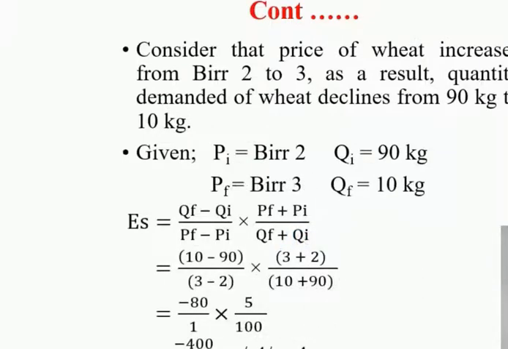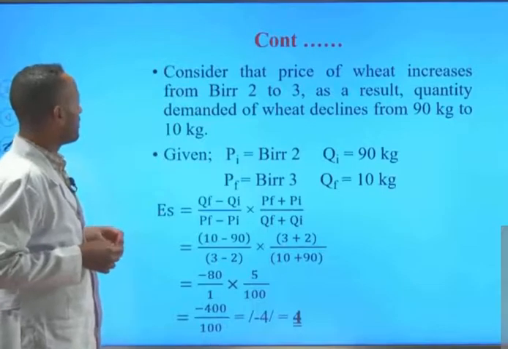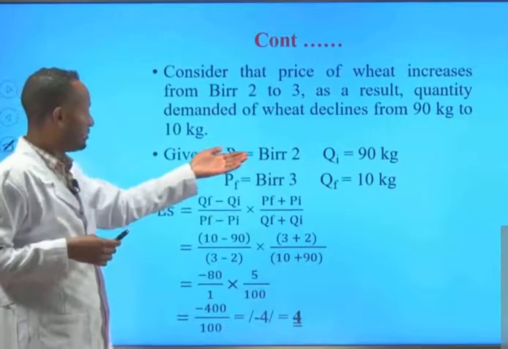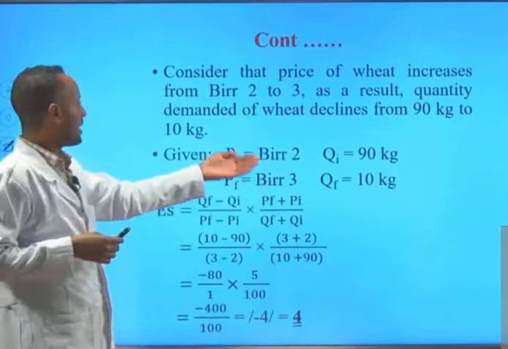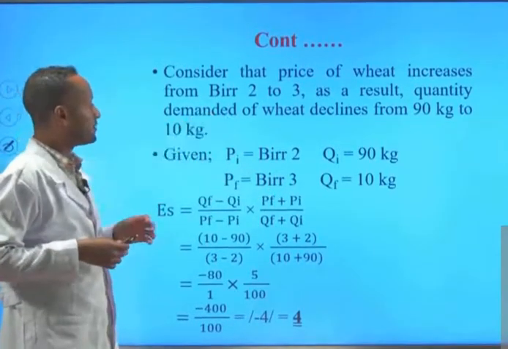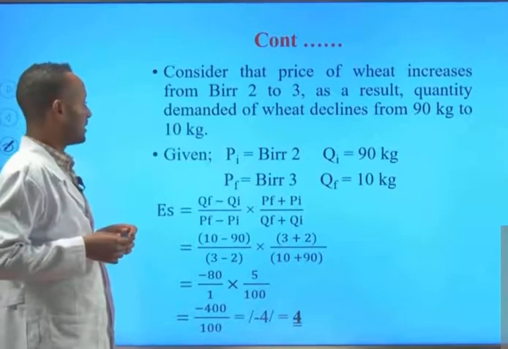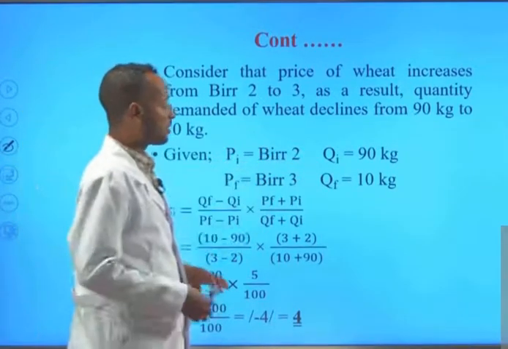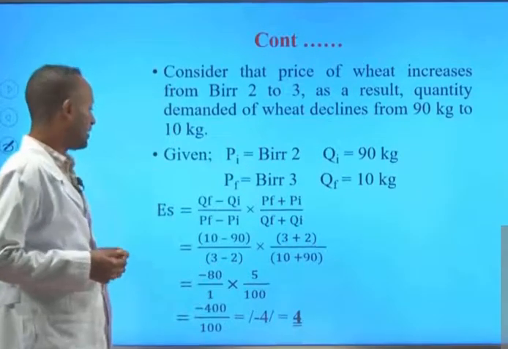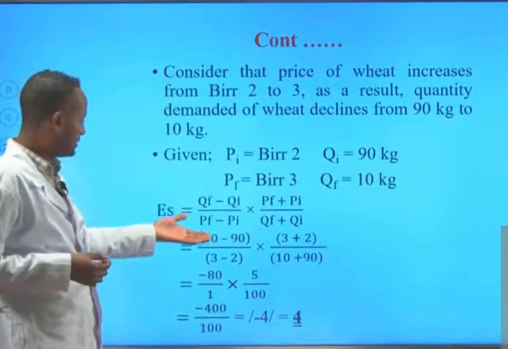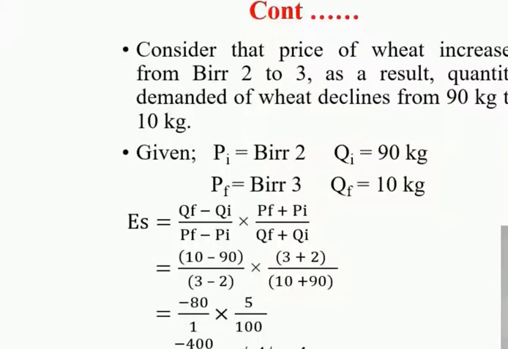This is the way of calculating the elastic range. For example, consider that the price of wheat increased from birr 2 to 3. That means the price was initially birr 2 and finally it increased to birr 3. As a result, the quantity demanded of wheat declines from 90 kg to 10 kg. That means the initial quantity is 90 kg and the final quantity is 10 kg. And when we substitute this information into the arc price elasticity of demand formula, we get 4, which tells us the buyer is elastic.